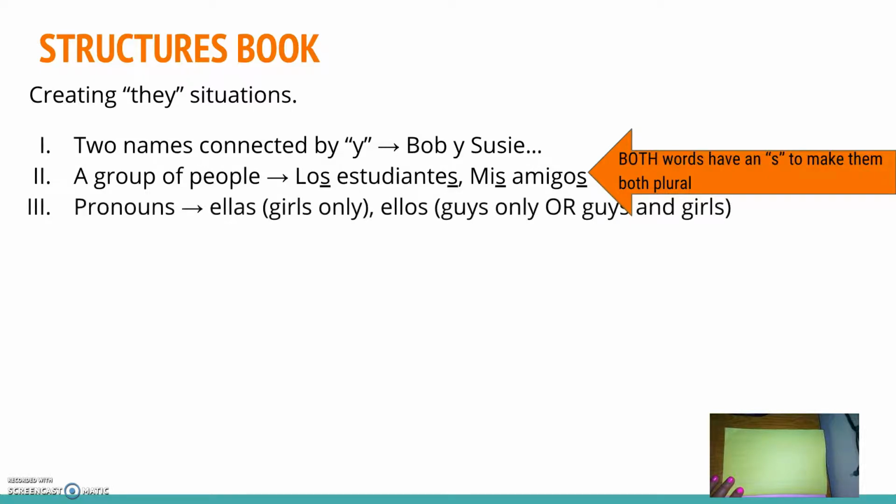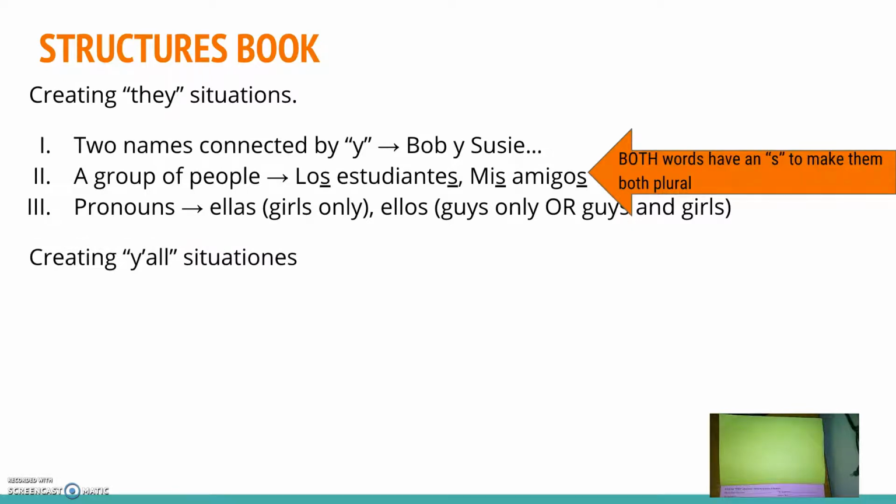Another would be the pronouns. So using the word ellas means they. It would only be girls in this group of they. Ellos could mean that there were only guys, or it could mean that there were guys and girls in the group. So these are the three situations that you might start a sentence talking about what they do.